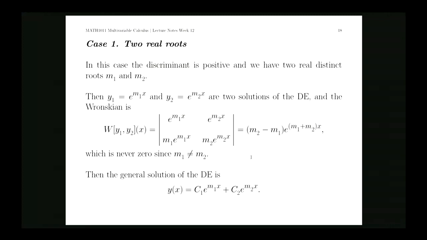Right? We've got e to the m1x is one solution, and e to the m2x is another. We can calculate their Wronskian and notice that it is never 0. It's not identically 0. That means that they are linearly independent. Therefore, I can claim that that is the general solution. A constant times e to the m1x plus a constant times e to the m2x. Done. Right? Couldn't be easier.